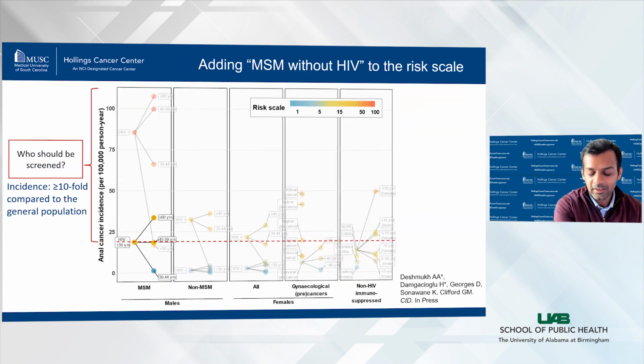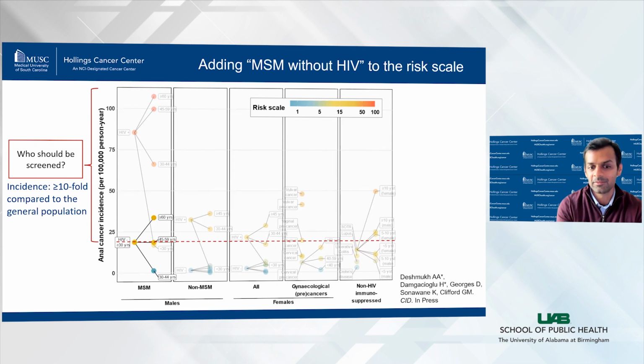So we recently performed a data-driven epidemiological analysis where we quantified anal cancer incidence among MSM in the absence of HIV and updated the risk scale. Now, what we can see here is that among MSM in the absence of HIV, it follows a similar age-specific pattern in that incidence increases with increasing age, and MSM without HIV who are 45 years old or older have absolute incidence of over 10-fold compared to the general population.